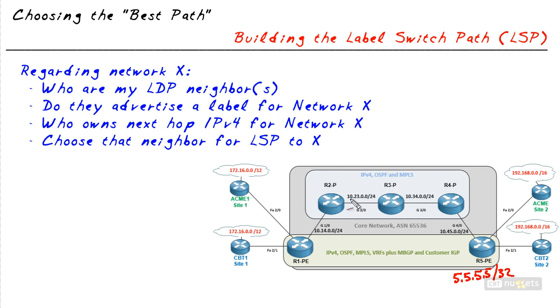So the next hop would be 10.23.0.3. And R3 determines that the next hop is going to be R4, 10.34.0.4. And R5 is directly connected, so that's the end of the road. And from R1's perspective, the next hop would be R2's address of 10.14.0.2. So all these routers, based on the IGP, the Interior Gateway Protocol, in this case OSPF, know exactly what the next IPv4 hop is to get to a given destination network.